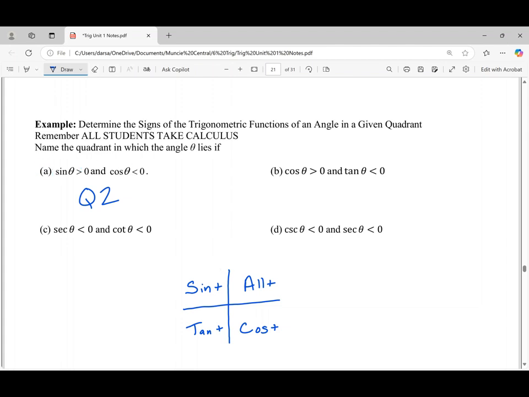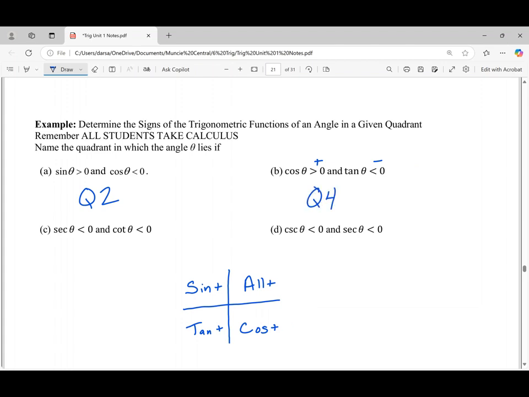So what if cosine is positive, greater than 0, and tangent is less than 0, or negative? Well, cosine is positive in quadrants 1 and 4, but tangent is only negative in quadrant 4. So this must be a quadrant 4 angle.